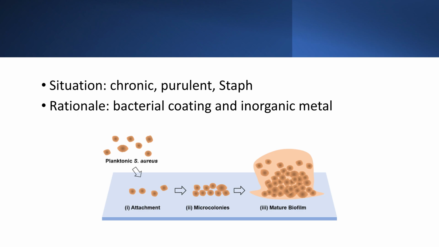The most common situation for an infected total hip that's undergoing a two-stage exchange is a chronic infection. So it's not an acute infection lasting only a few days. This infection or the pain associated with infection has been going on for weeks to months. It's a long time since surgery. The wound can be purulent, or there can even be a draining sinus tract, and the organism that has been isolated is typically staph.